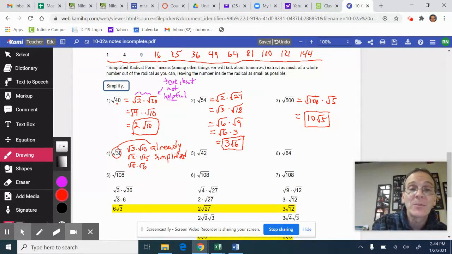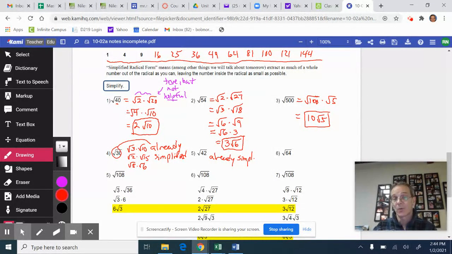Okay. Same with square root of 42. Square root of 42 could be 2 times 21, could be 3 times 14, could be 6 times 7. None of those square roots turn into a whole number. So this is already simplified again. Okay, how about square root of 64? Well, that's just 8, right? Come on, you got to know your perfect squares. Of course, you can always check in a calculator, punch in square root of 64, right?